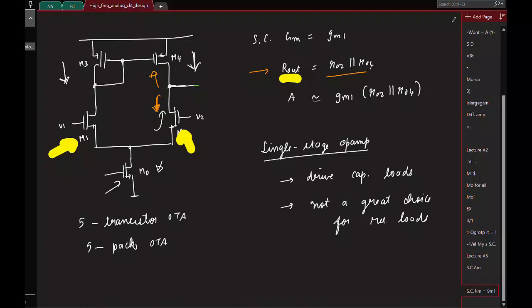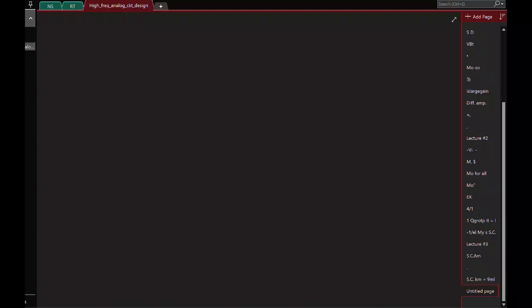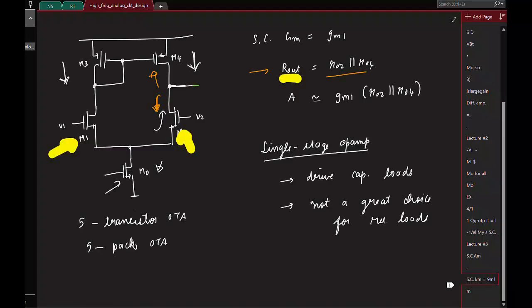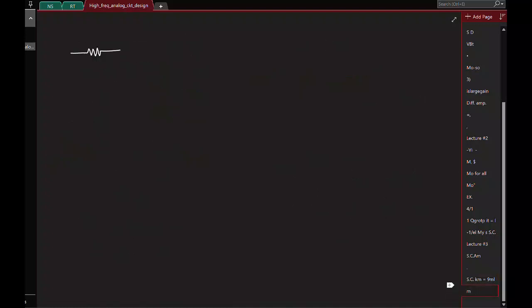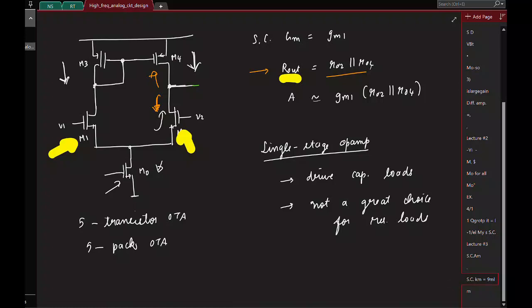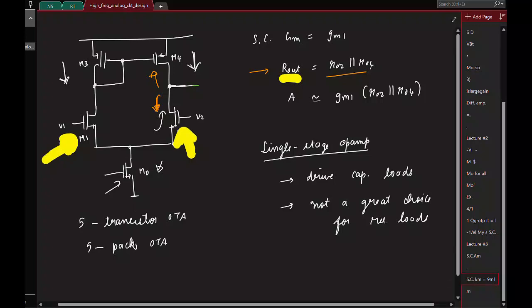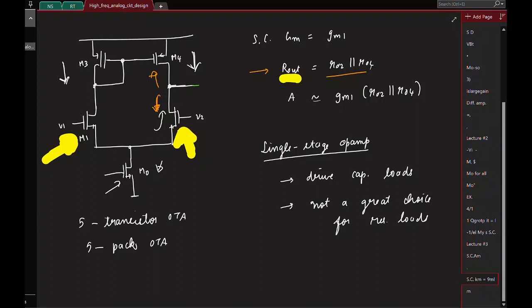Cool. So now let's look at some more details of this guy now. What do you mean by single stage? Okay, I just mean that you just have one transconductance GM, right? Here the transconductance is all coming from M1 M2, so that you just have one transconductor which pushes current into an output resistance to generate an output voltage. If you have, say, one more stage at the output, it's a two stage.